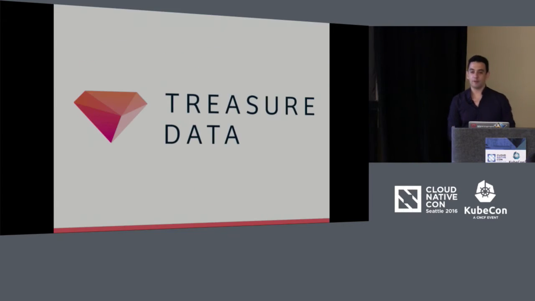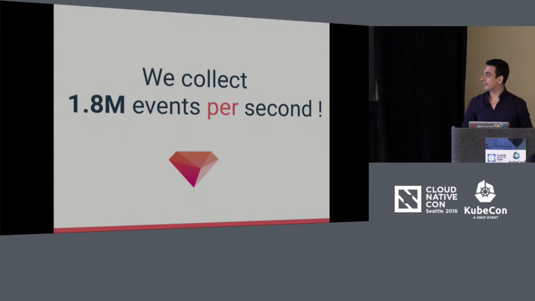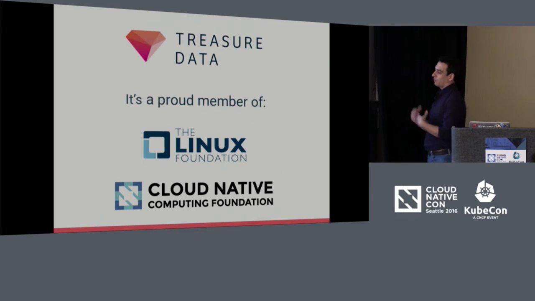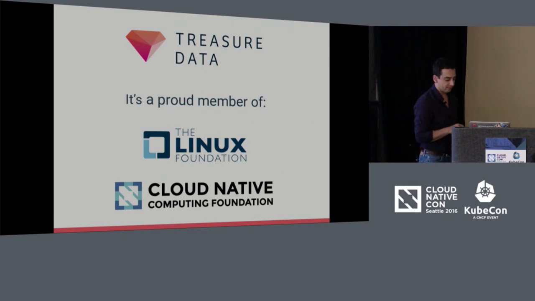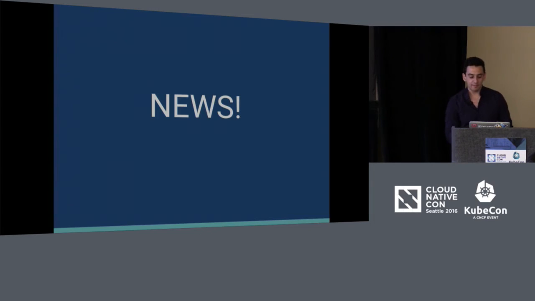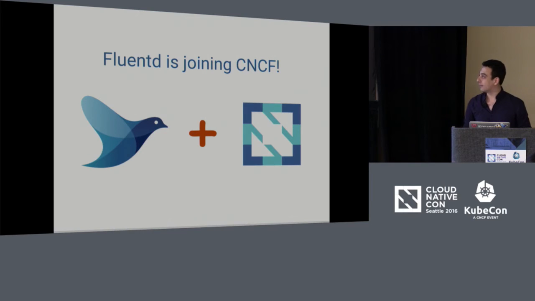And of course, at the company, we use Fluentd a lot. We use Fluentd to collect 1.8 million events per second. So you can think that is a lot of information. Of course, it's not just one Fluentd. You know, we are scaling that. And at the company level, where we promote this project, we are also a proud member of the Linux Foundation and the CNCF. And as I said before, we got some news that Fluentd also joined the CNCF today.